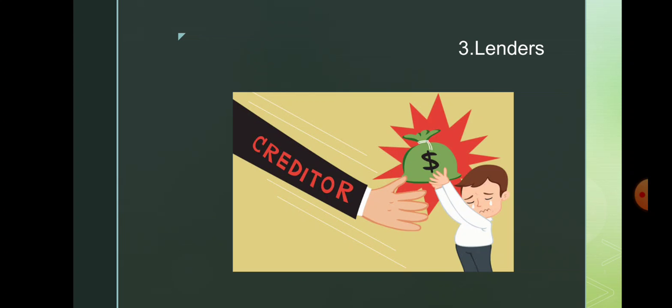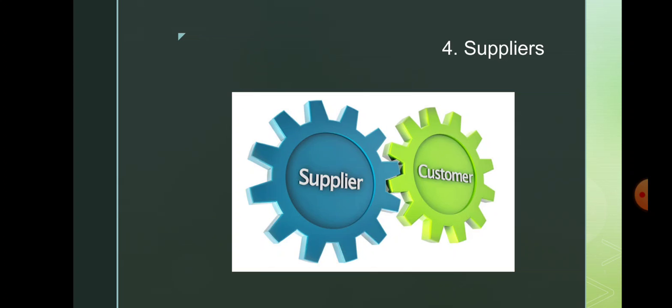So this kind of information will be given by the IFRS. The third are the lenders, who get the financial information with the help of the financial statements. Next are the suppliers. Without any suppliers, the company cannot produce the products.